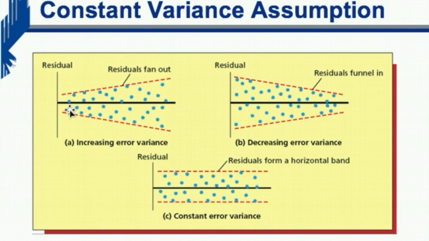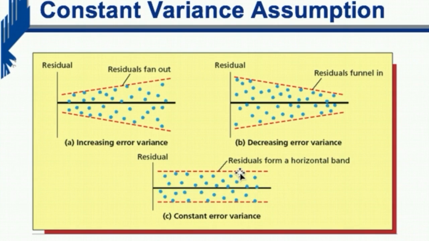So as this value increases, we can see that the variation of the residuals is also increasing, and that is implied by the fanning out pattern. Now, if the residuals are funneling in, it means that as the value on the x-axis increases, the variation of the residuals is decreasing. And again, the constant variance assumption is satisfied if the residual plot looks like this.